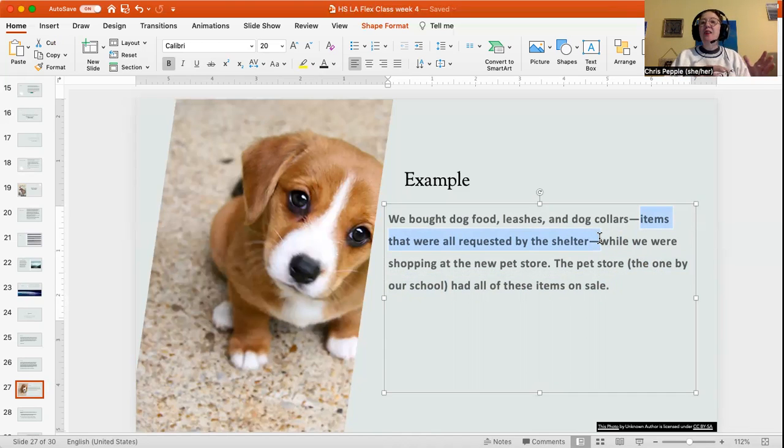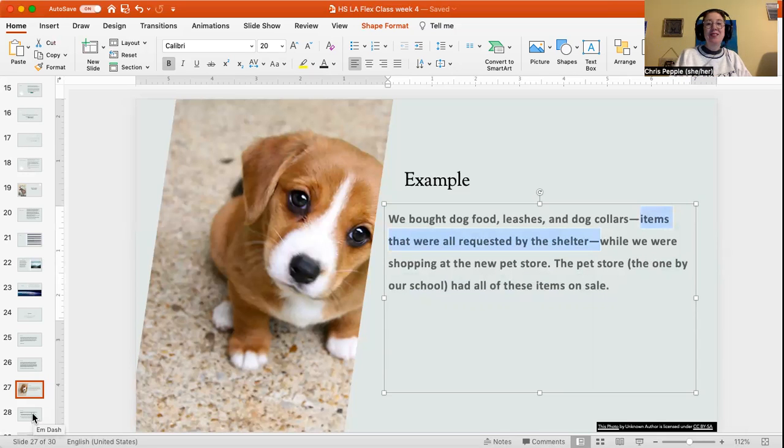When you have a lot of punctuation in a paragraph, you can switch it off so you don't have everything with commas, everything with parentheses, everything with M dashes. But M dashes are used to separate something that could be taken out of the sentence and still mean the exact same thing, but you're highlighting it. So I want people to know I didn't just randomly get this stuff. These were items that were requested by the shelter. So I want that information in my sentence, but it needs to be separated from the sentence because it's just bonus information.